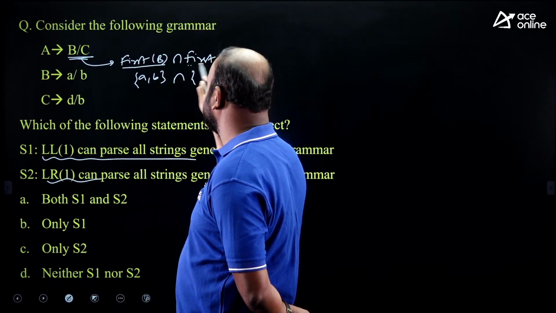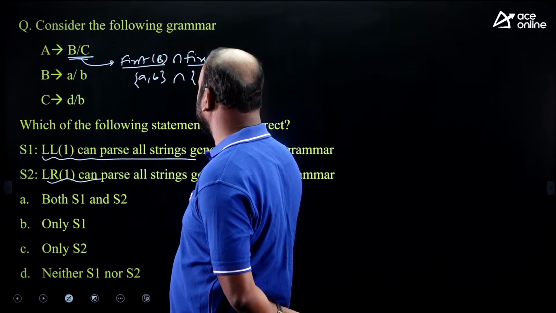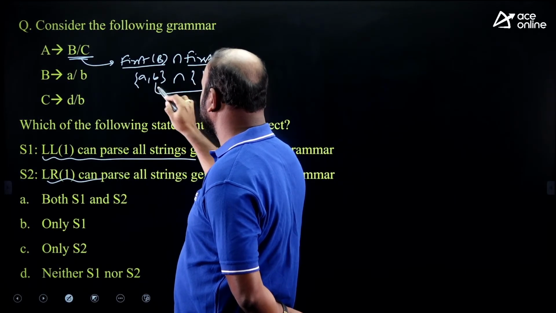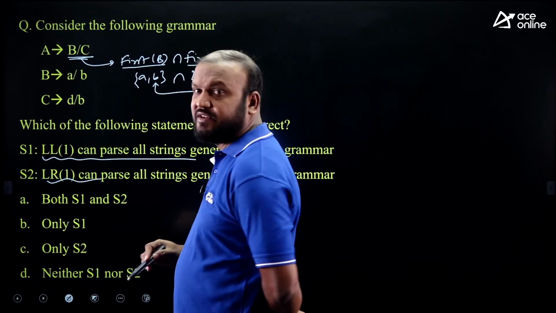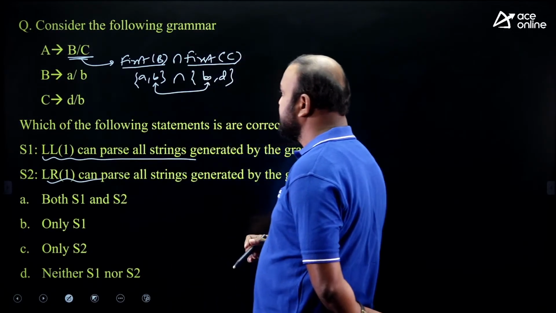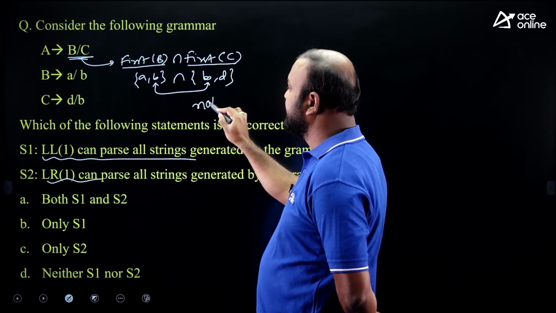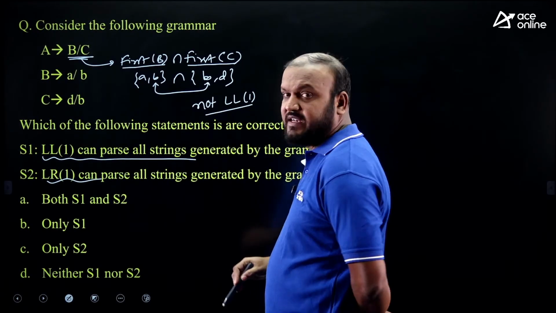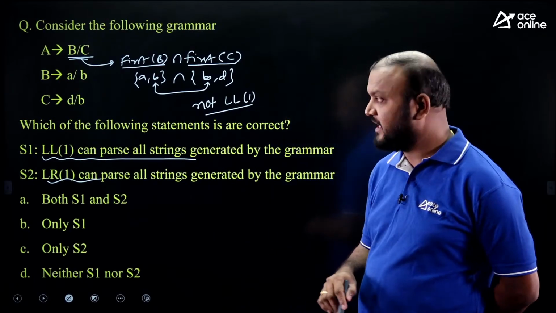Intersection first of C is B comma D. B comma D means B is a common entry, and in a common entry you have to write both the productions. So the grammar is not LL(1). If it is not LL(1), we have to check for LR(1). If it is LL(1), it is already LR(1).